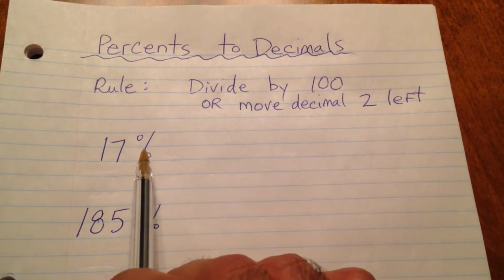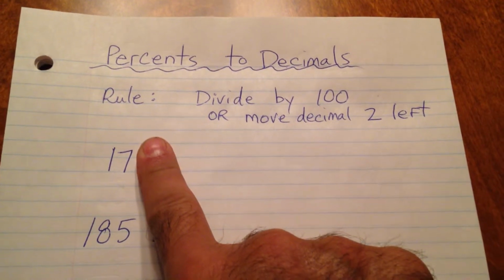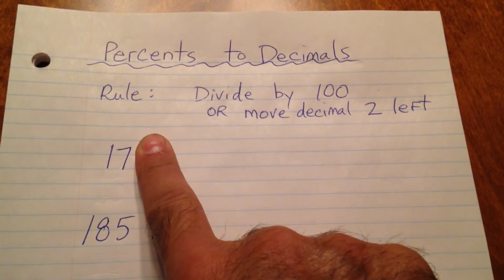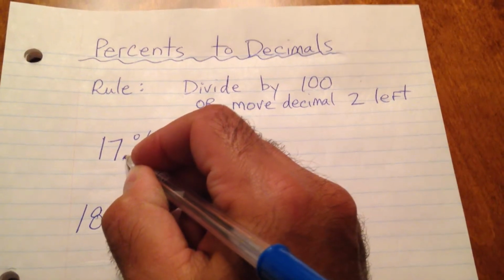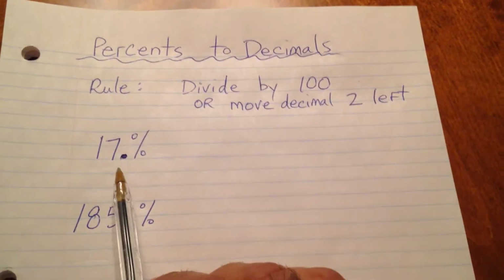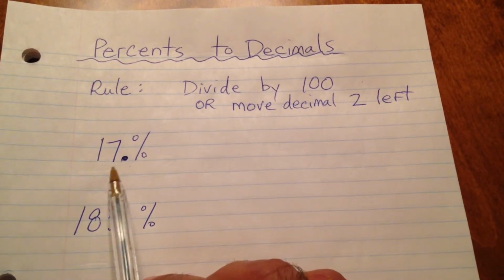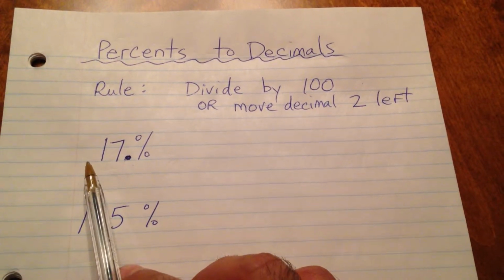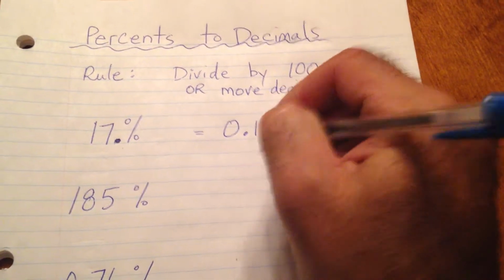So here we have 17%, so we just kind of ignore the percent. So it's 17, we want to move the decimal 2 to the left. So of course the decimal is in the far right position, it's actually right there. So we're going to take that decimal and we're going to move it 2 to the left. So 1 and 2. So that answer is 0.17.